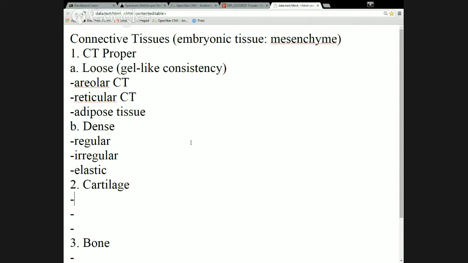Now, cartilage falls into three different types. There's hyaline cartilage, there's fibrocartilage, and elastic cartilage. Now, elastic cartilage is not the same thing as dense elastic connective tissue. They both are elastic, but they're different. One thing that defines cartilage is that it's specialized in the cells and some of the molecules found in its extracellular space.